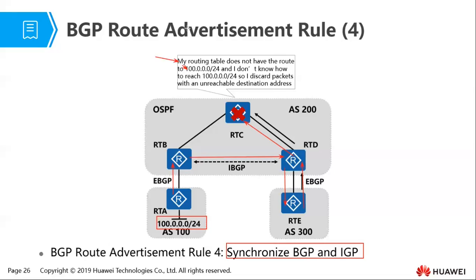So what that means is this. Before RTB advertises this IBGP route to RTD, the IGP or SPF must learn about this route. Because once it learns about that route, then every other router in the autonomous system, because they're using OSPF, is going to learn about the 100.0.0.0 network. So that is rule number 4: you have to synchronize BGP and IGP in order to avoid the black hole problem.